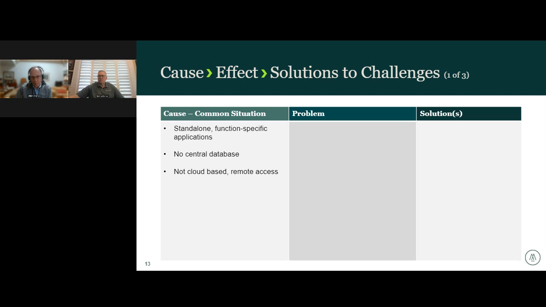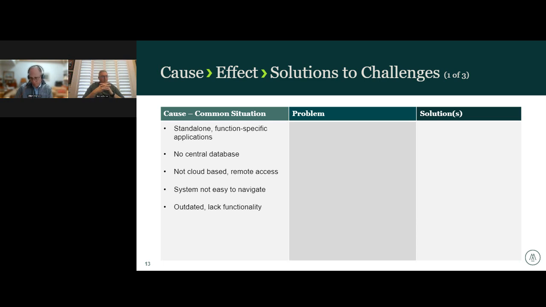There's no centralized database to really draw your information from. Oftentimes it's not cloud-based or even have remote access to the information. And oftentimes systems are not easy to navigate. So the information's there, but you can't get to it because it's not intuitive. Maybe it's code-based commands, that you might have an old system that requires really being extremely familiar with the system to effectively use it.